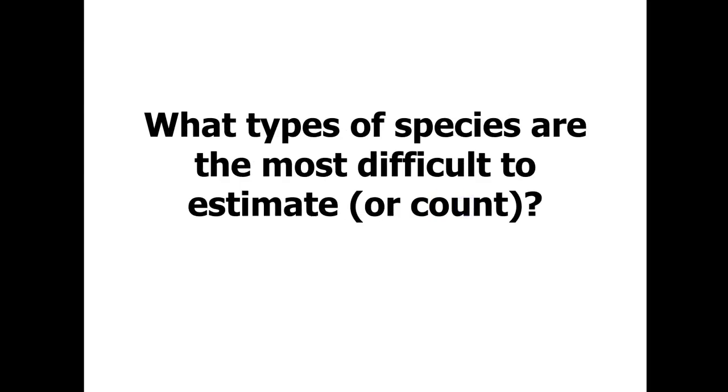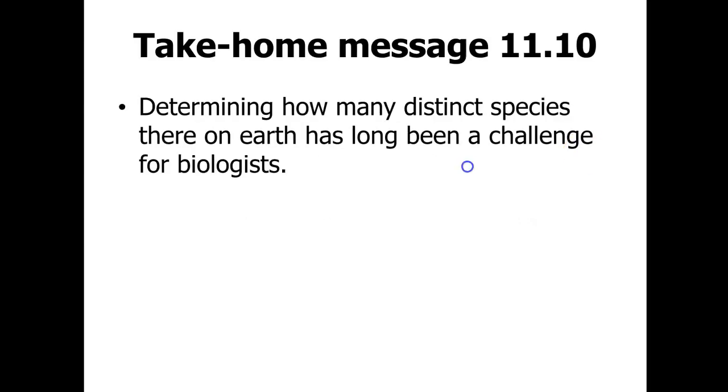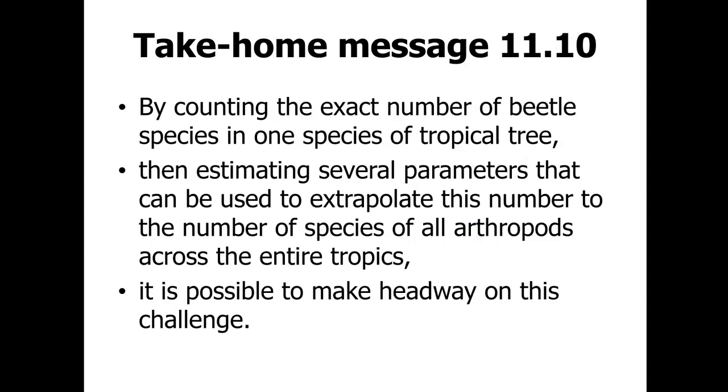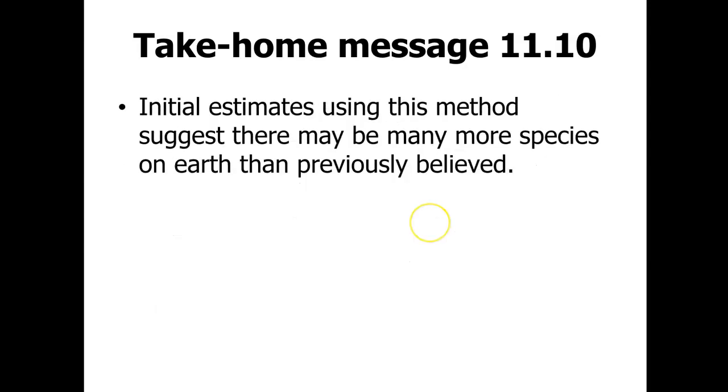What type of species are the most difficult to estimate or count? So determining how many distinct species are on Earth has long been a challenge for biologists. By counting the exact number of beetle species in one species of tropical tree, then estimating several parameters that can be used to extrapolate this number to the number of species of all arthropods across the entire tropics, it is possible to make headway on this challenge. So the initial estimate using this method suggested that there may be many more species on Earth than previously believed.